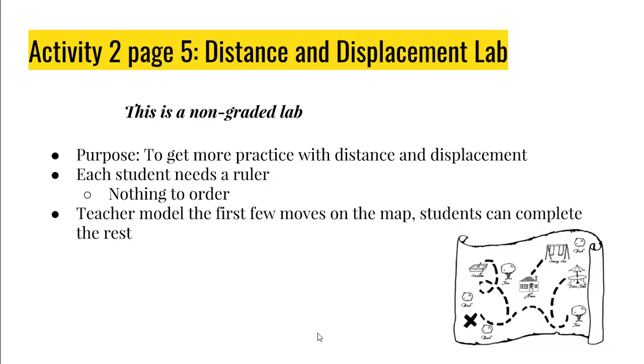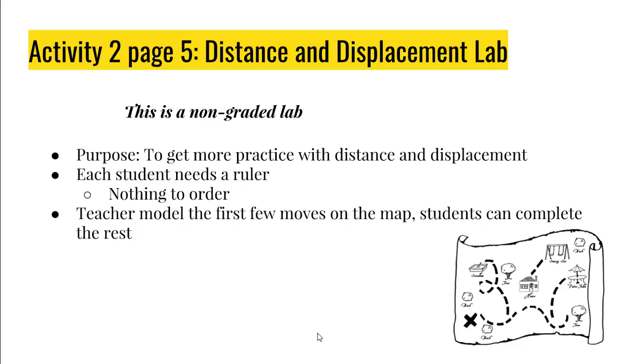So now we're going to go through some of the labs and how you're going to do them for physical science B. The first lab that we're going to talk about is Activity 2. This is a non-graded lab, and this lab is looking at distance and displacement. And essentially, students are just trying to get more practice with it.